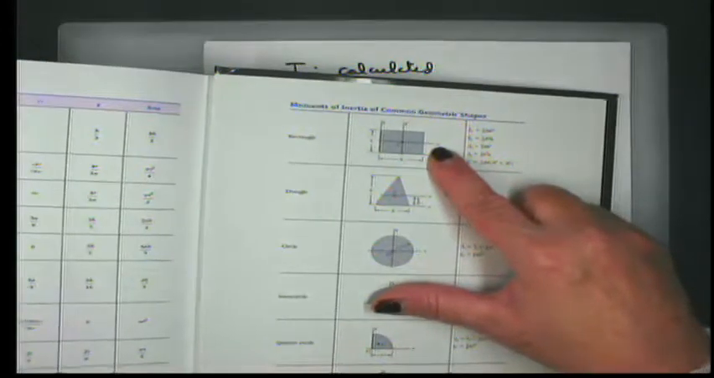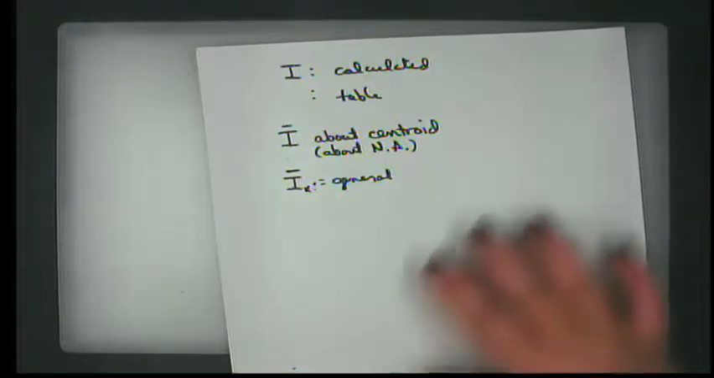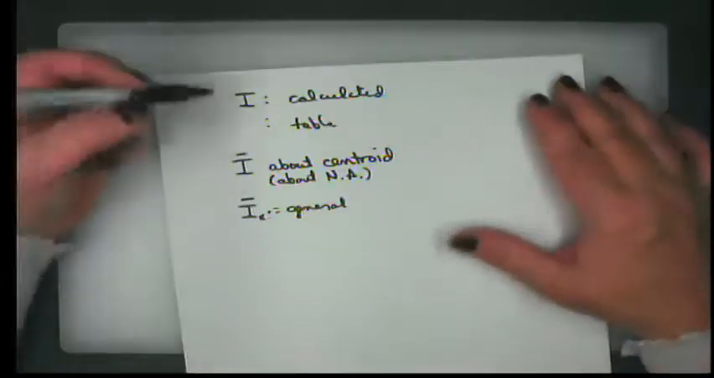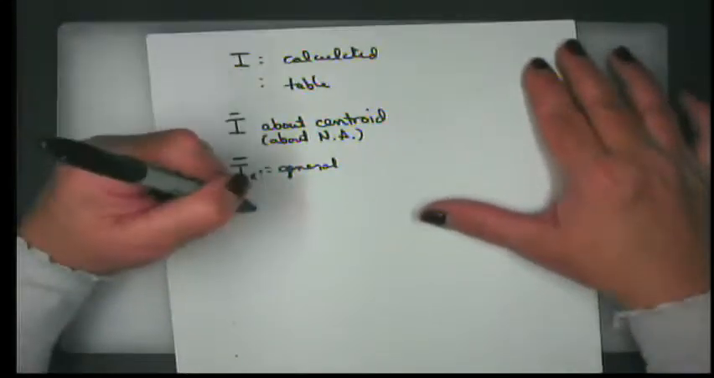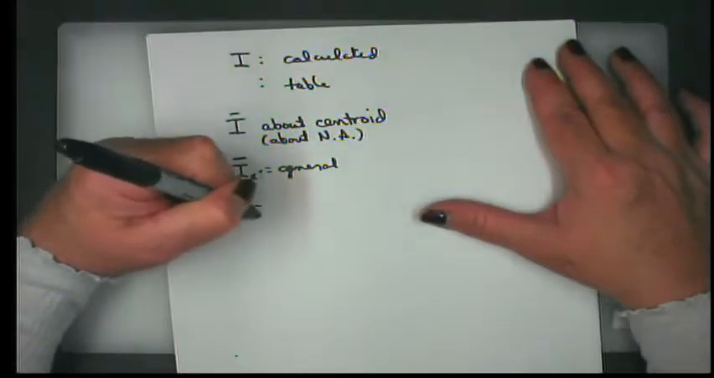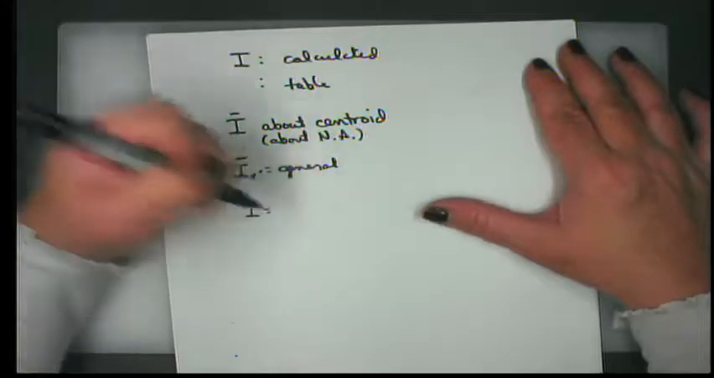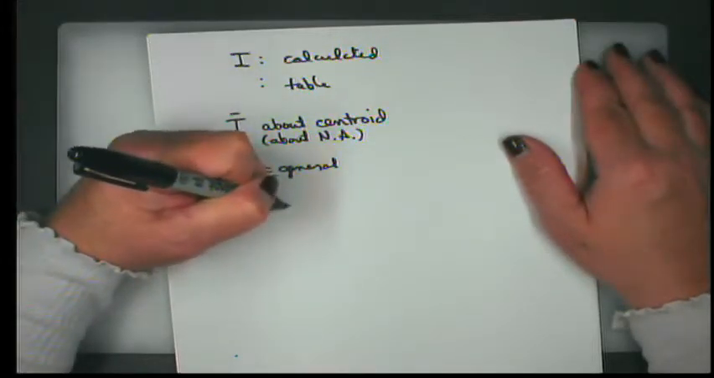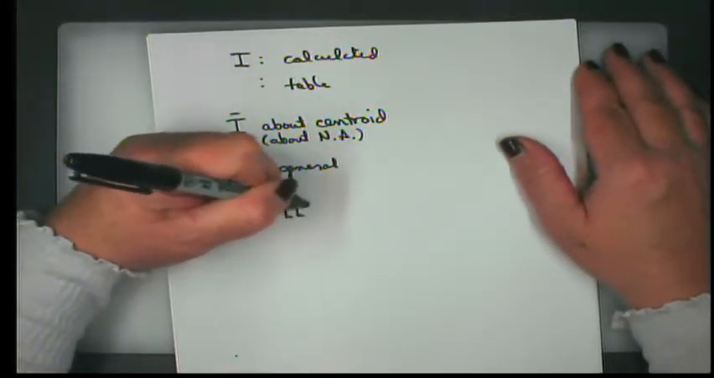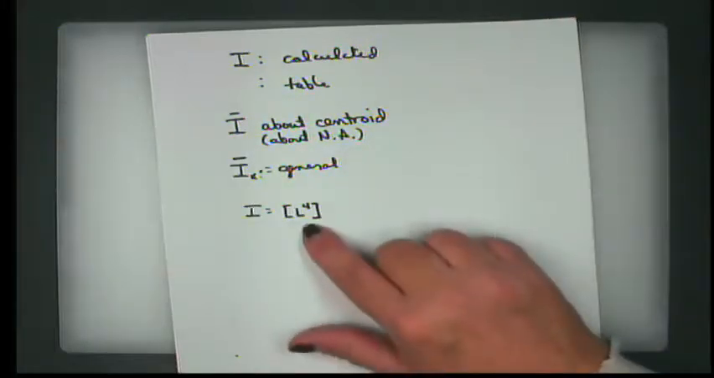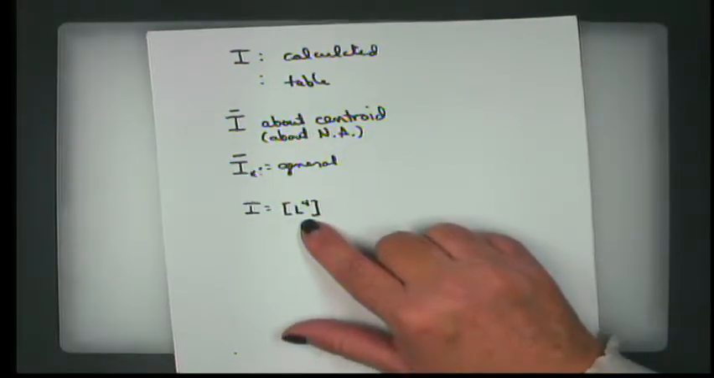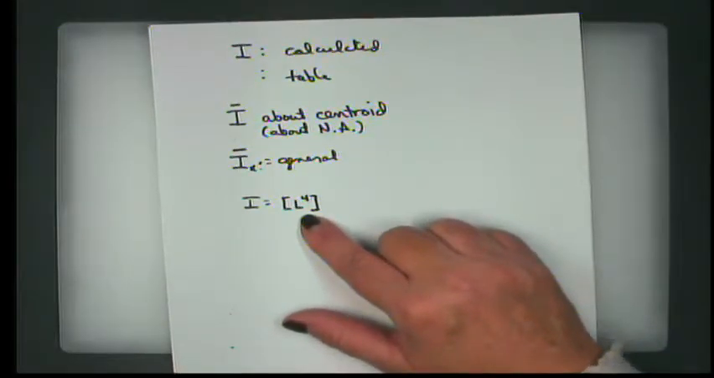Okay, so those are the two places that you're going to be able to find x bar. I's tend to have two different kinds: there are mass moments of inertia and areal moments of inertia. And we're going to be talking about areal moments of inertia in this section, and they have dimensions of length to the fourth. Inches to the fourth, feet to the fourth, meters to the fourth, centimeters to the fourth, and so forth.